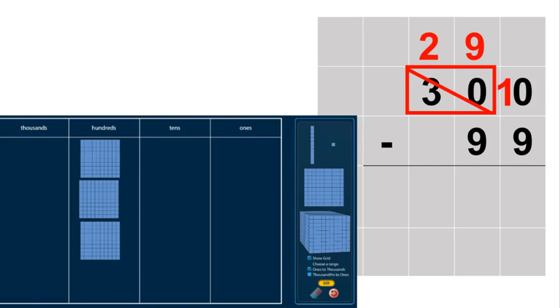So now I have 10 in my ones place, and I can subtract 9 from that, which is 1. And then 9 minus 9 equals 0, and then 2 minus 0 equals 2. So my difference is 201.